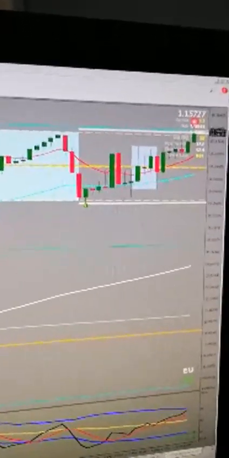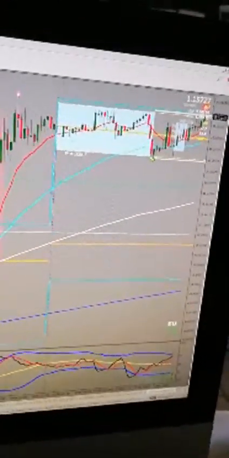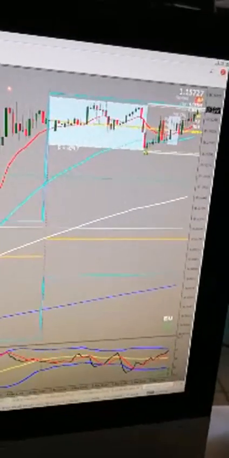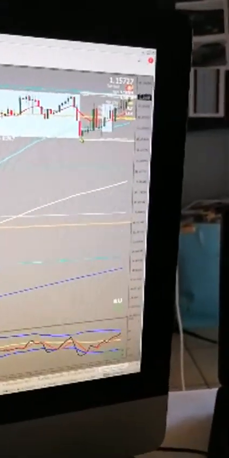What's happening here? Something is wrong. It's just stuck a little bit. Just give it a second. This is why I like to use TradingView, because MT4 sometimes is very, very slow.